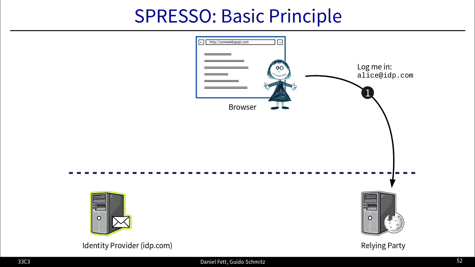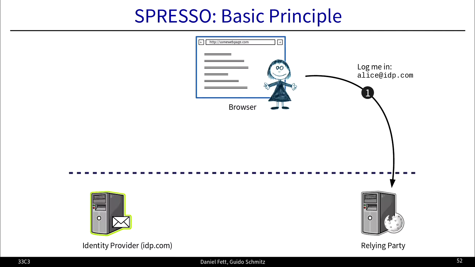So the basic principle of the system, it's called Espresso, for secure privacy-respecting single sign-on, is the following. We have the user with her browser. This user wants to log in at some relying party, for example, at Wikipedia. Here we have the same idea as in BrowserID: to use the email address and the email provider as the identity provider.